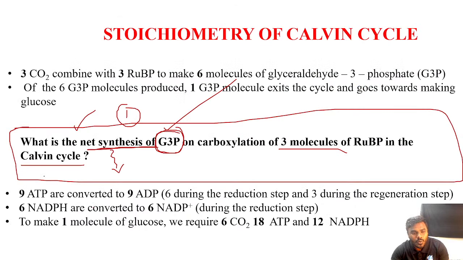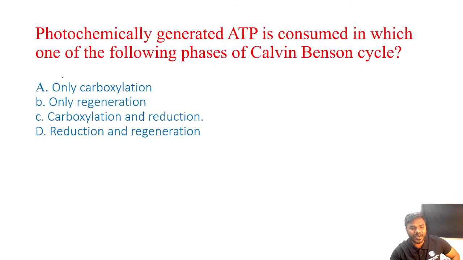The question says, what is net synthesis? Net means which are directly involved. So the answer will be 1. It's a simple, logical question. Some people said 6. That is right, because we produced 6 molecules of G3P, my friends. But out of 6, how many did we use for the production of glucose? We used only 1. That is what you call net synthesis. I hope every one of you understands.